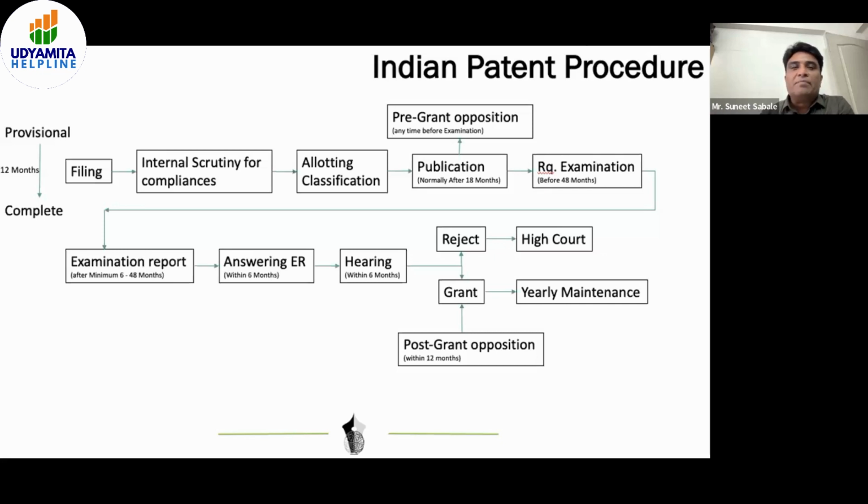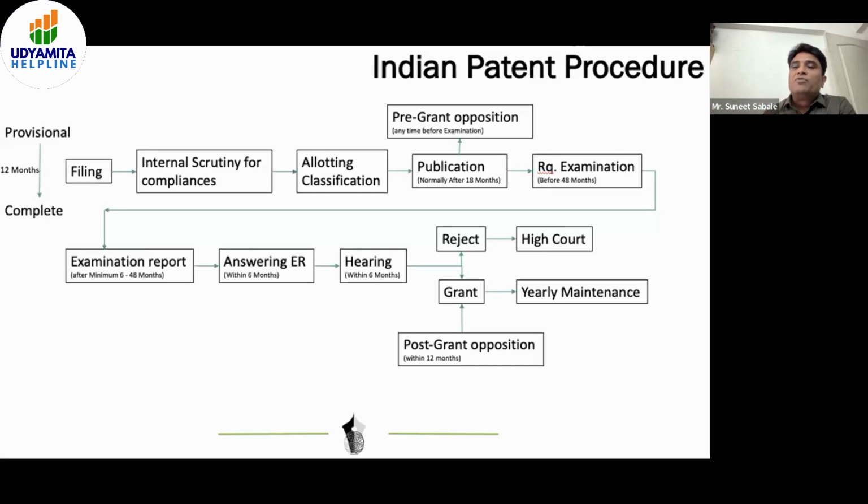So normally the patent application gets published after 18 months, but it can be preponed by filing a request for earlier publication. So once your patent is published, there is a possibility that a third party can take pre-grant opposition. Okay, there is a possibility. Not all patent applications get this opposition.